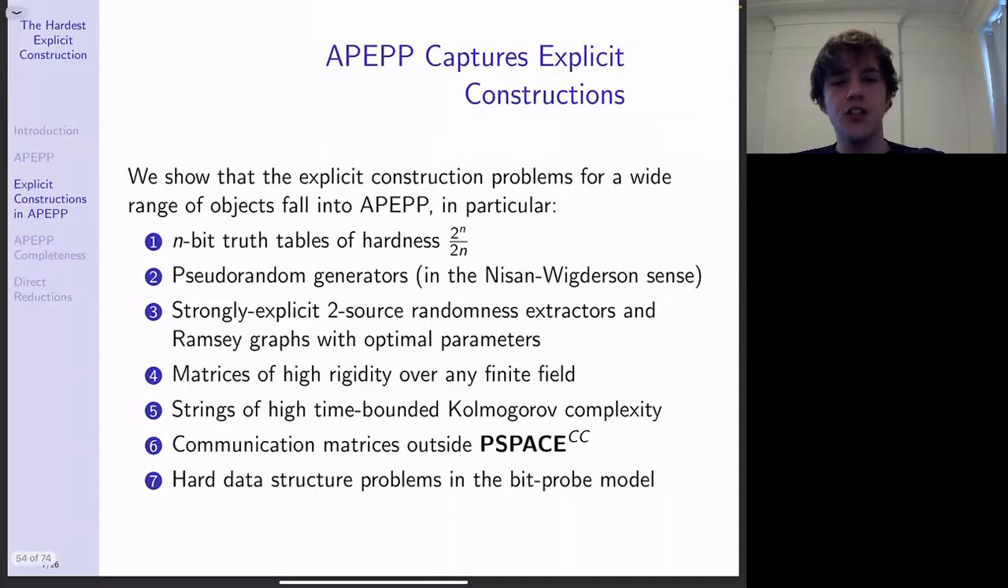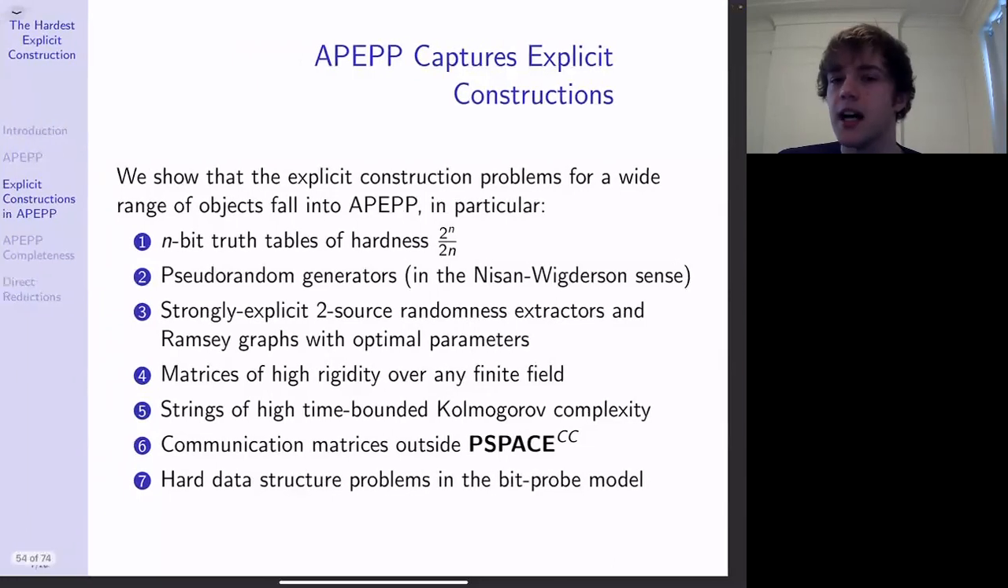The first thesis of this paper is to show that this class APEPP, this problem EMPTY, really captures the essence of many of the most important explicit construction problems that we face in computer science. In particular, we show that for seven well-studied, interesting problems where we don't have an explicit construction but have a non-constructive proof that some object exists, we can reduce the associated explicit construction problem to this canonical problem EMPTY, and thus place it in APEPP. For example, we'll show this holds for constructing truth tables of high circuit complexity, good pseudorandom generators, randomness extractors, rigid matrices, and several other interesting objects.